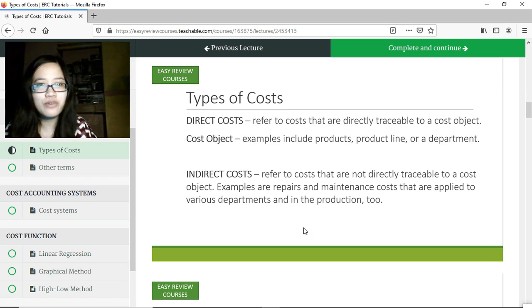And then we have types of cost naman. Direct cost, ito yung costs that are directly traceable to the cost object. So we have two, yung direct material saka direct labor. Okay. And then we have cost object. Ang example nito ay yung mismong product or yung isang product line or yung isang department. Okay? Kunwari, product, notebook. Like yung product line, let's say paper products, pwedeng notebook, pwedeng pad, pwedeng notepad. So they are from the same line kasi lahat sila ay paper products, right?